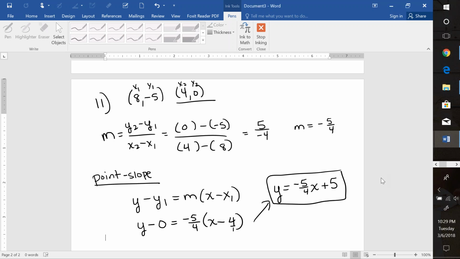Any questions on number 11? Okay. Yeah, say I had plugged in the other point, the 8 and the -5. You would have had y minus a -5, so you would have had a +5 there. You would have subtracted it over. You should still get the same equation because the points are both on the same line. What'll happen is usually you'll have some fractions to reduce.